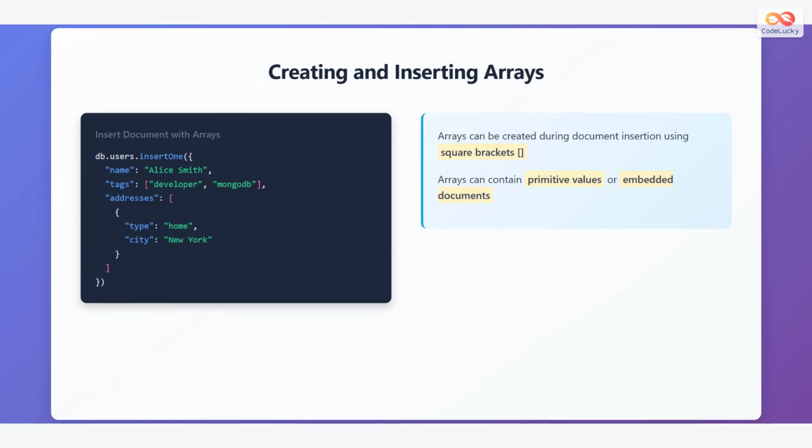We are using the db.users.insertOne method to insert a user named Alice Smith. The tags field is an array containing the strings developer and MongoDB. The addresses field is an array containing an embedded document with the type home and city New York.